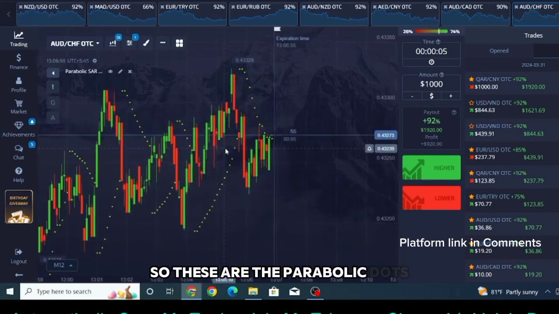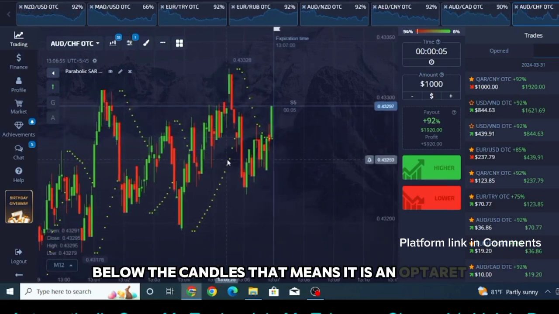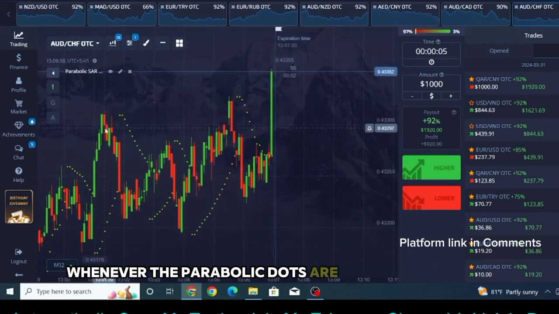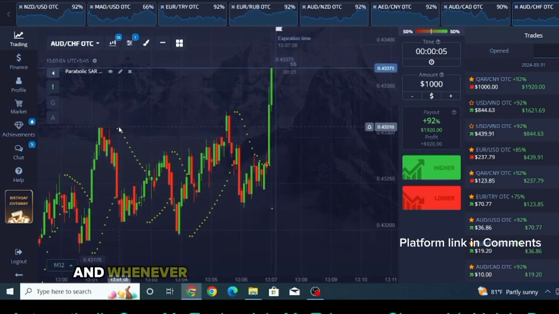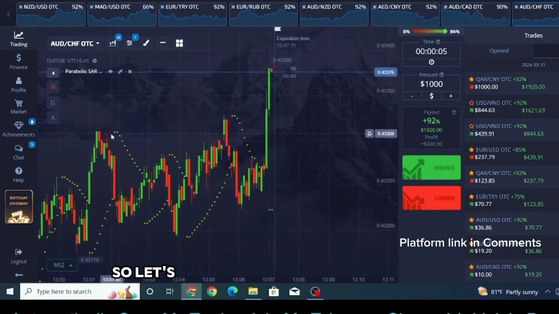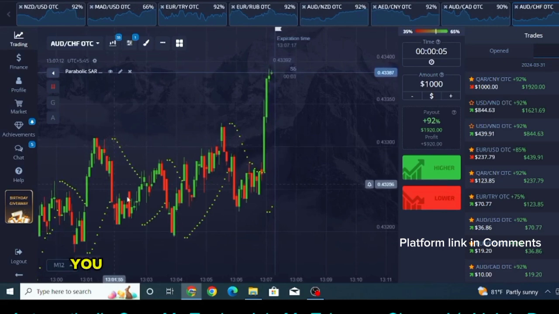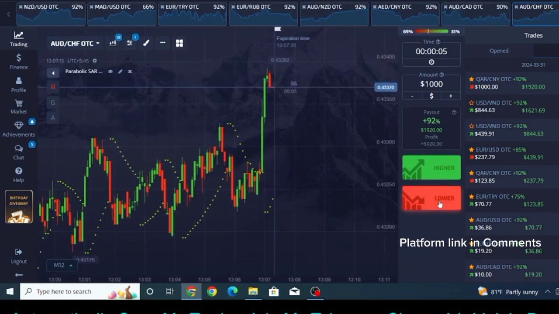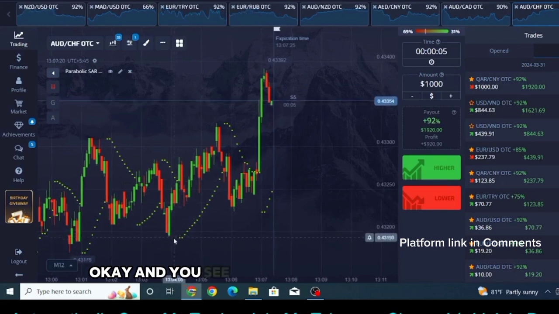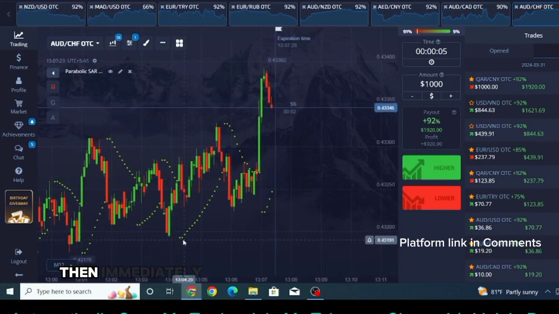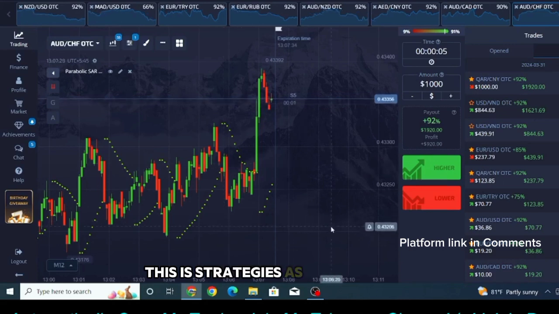So these are the parabolic dots. Whenever these parabolic dots are forming below the candles, that means it is an uptrend. Whenever the parabolic dots are forming above the candles, that means it is a downtrend. Whenever the second dot starts to form, let's say you see one dot forming right now, and when the second dot appears, you need to immediately make a trade by clicking on lower. Similarly, if the parabolic dots are forming below the candles and you see one dot forming, then immediately on the second dot, whenever it forms, you need to make a trade by clicking on higher. This strategy is as simple as this.